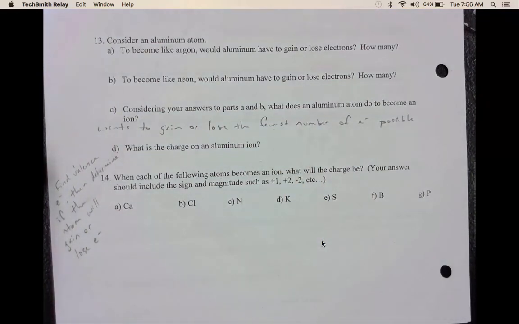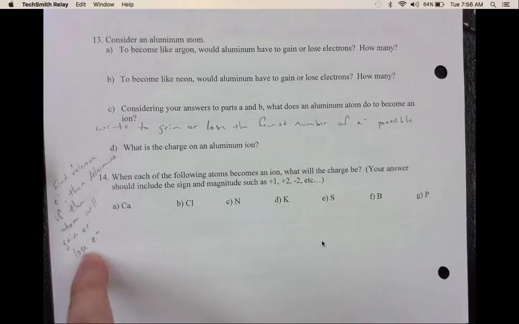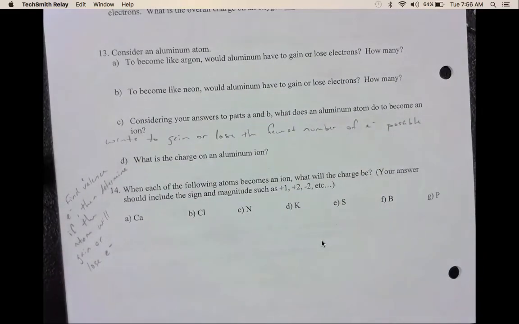Question 14. So 14 is asking us to find the ion charges. So what you can do to do this is to find the valence electrons, then determine if the atom will gain or lose electrons based on how close it is to 8 valence. Remember, if you lose electrons, it becomes positive. If you gain electrons, it becomes negative.